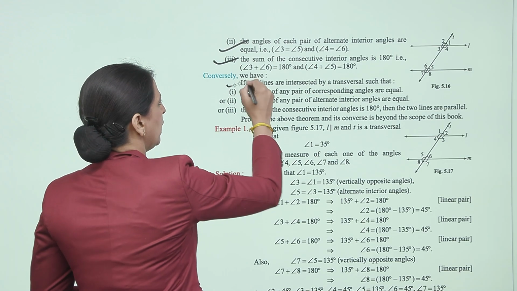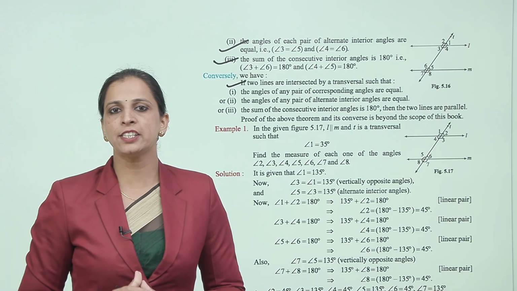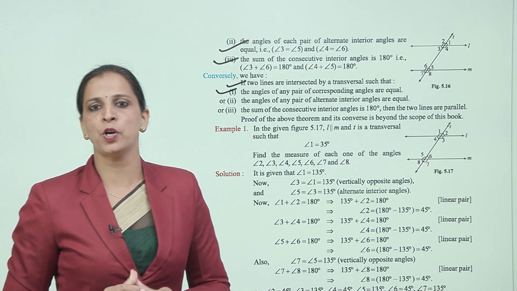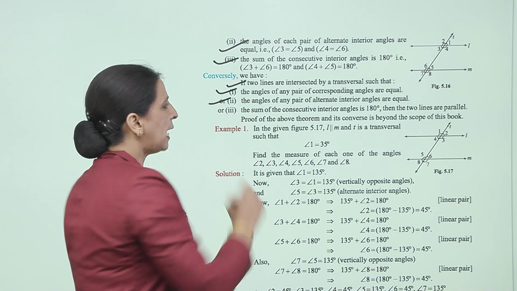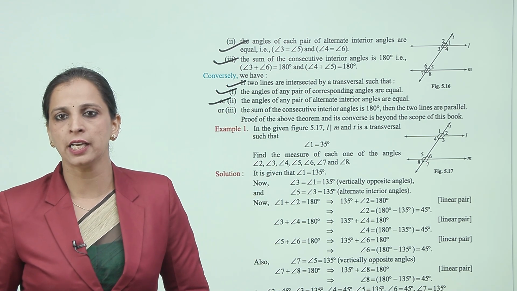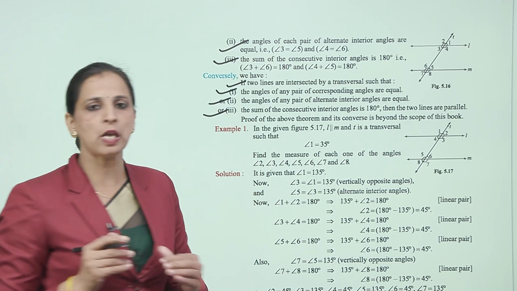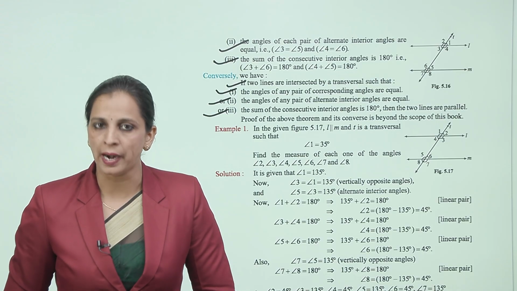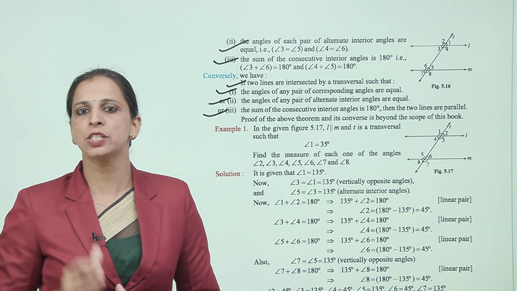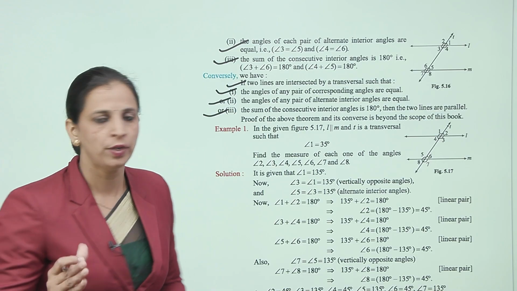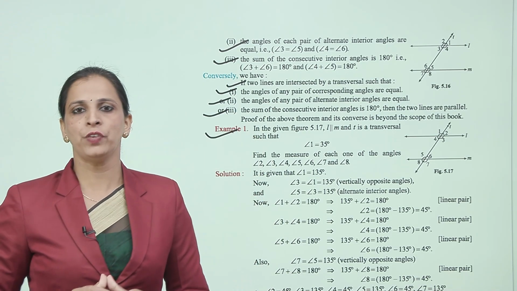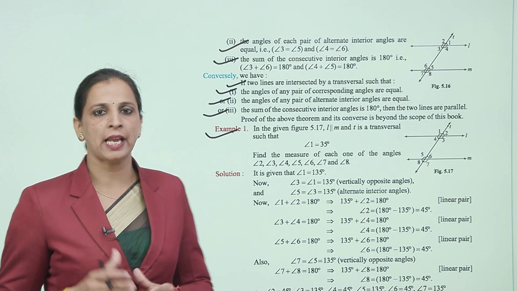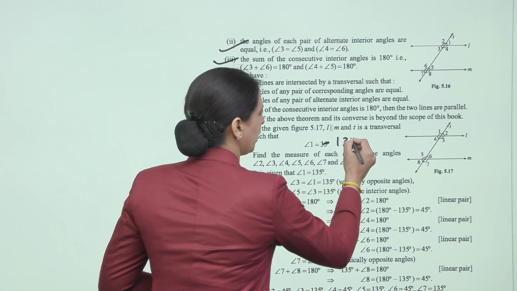Conversely, if two lines are intersected by a transversal such that, first, the angles of any pair of corresponding angles are equal, or second, the angles of any pair of alternate interior angles are equal, or third, the sum of the consecutive interior angles is 180 degrees, then the two lines are parallel. Proof of the above theorem and its converse is beyond the scope of this book. Now, example 1. In the given figure 5.17, L is parallel to M and T is a transversal such that angle 1 equals 135 degrees.